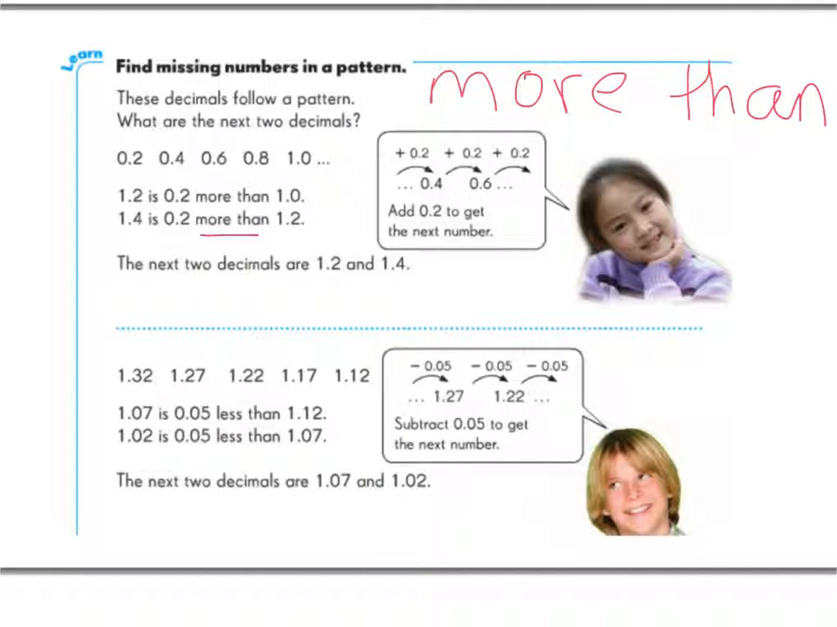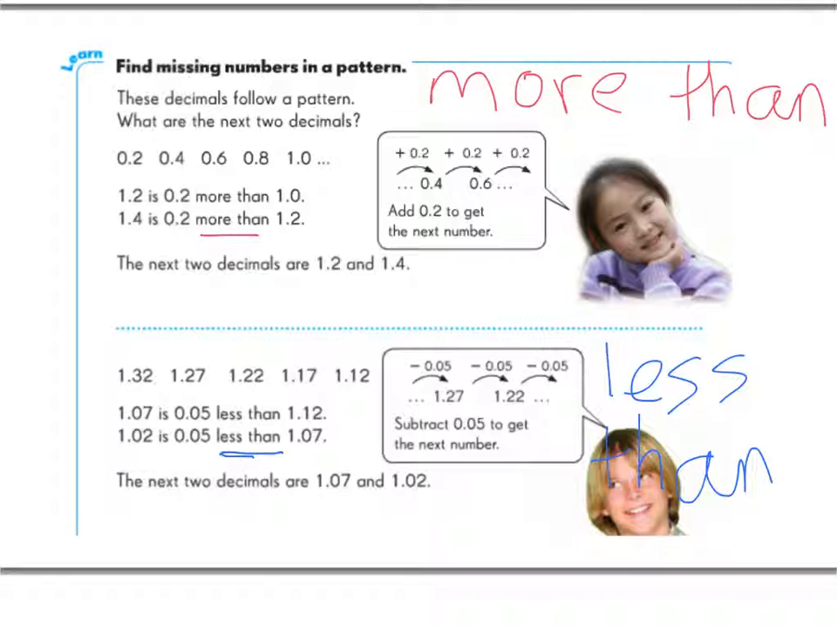In this problem down here at the bottom, we have 1 32 hundredths, 1 27 hundredths, 1 22 hundredths, 1 17 hundredths, 1 12 hundredths. And we can tell in this decimal machine that this little boy is using, he's subtracting 5 hundredths from each number to get the next number. So he is using the vocabulary less than to describe the pattern.